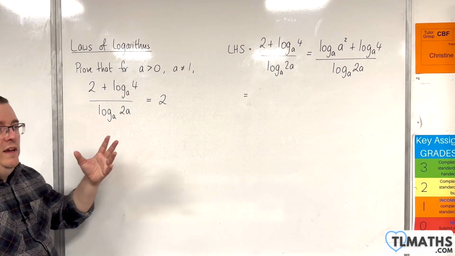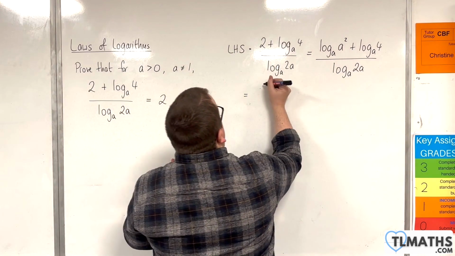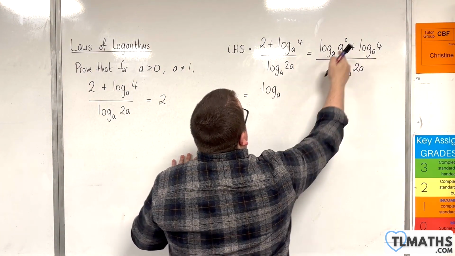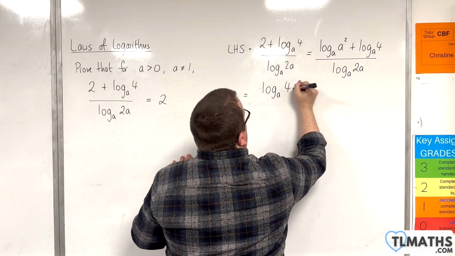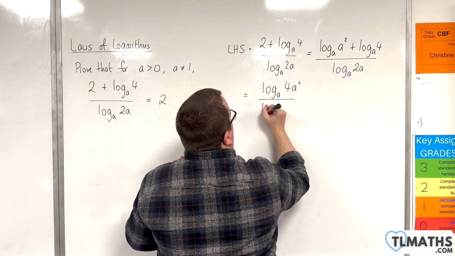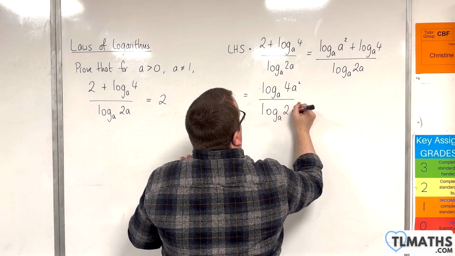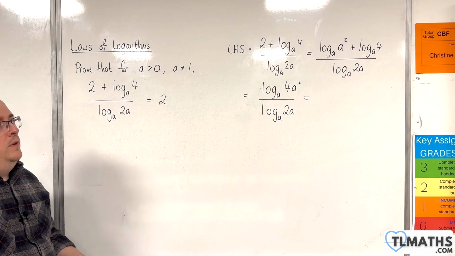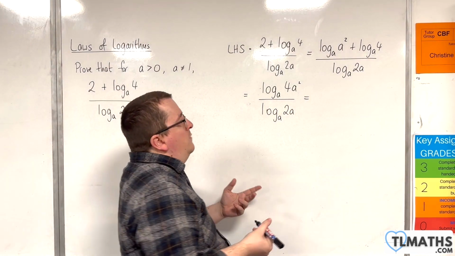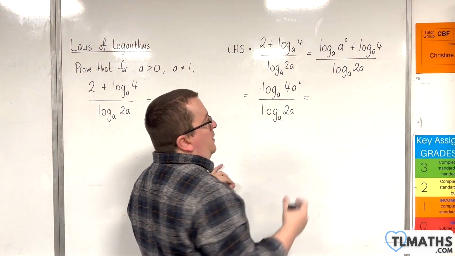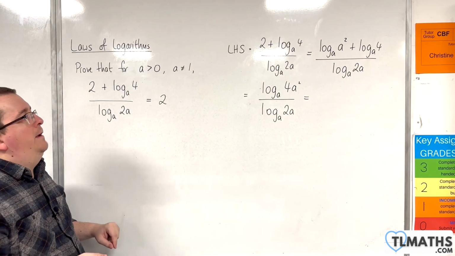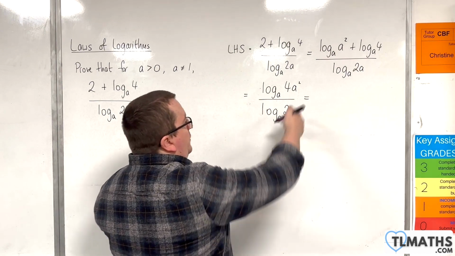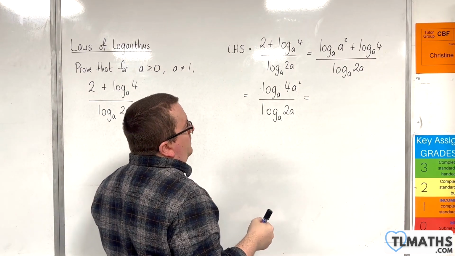Now in the numerator we can combine those logarithms. So using the product rule, we can write that as log base a of a squared times 4, or 4a squared. Now, don't start thinking that we can write that as log base a of 4a squared over 2a. We can't do that. So, we can't simplify these logarithms as they stand.